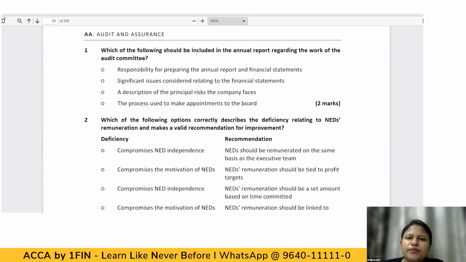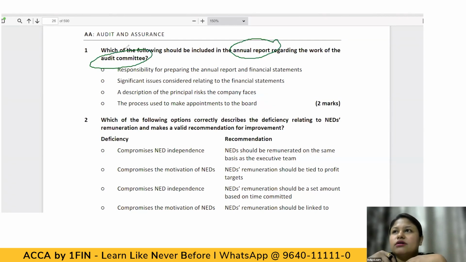Which of the following should be included in the annual report regarding the work of the audit committee? Okay, just now we had a discussion regarding corporate governance, where we spoke that in the case of the audit committee, in the annual report, there are some matters that you have to write about the audit committee, like whether you have an internal audit department, and if not, how did you come to that decision.